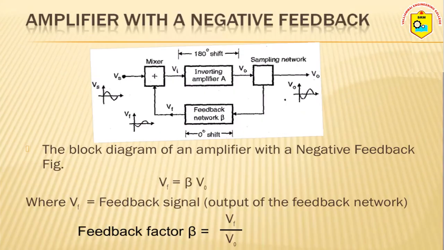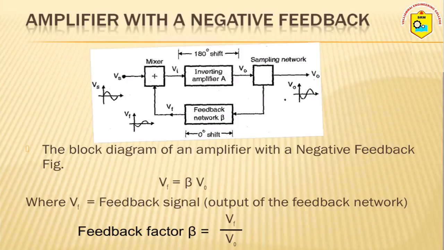Next, the amplifier with negative feedback. As we have seen, we have two feedback types: positive feedback and negative feedback. In positive feedback, you have no phase shift between the input signal and the feedback, so it can be used as an oscillator, whereas in negative feedback you have phase shift between the input signal and the feedback signal, so it can be used as a high gain amplifier. In the block, Vs is the source signal, which is given to the mixer, and Vi is your input signal.